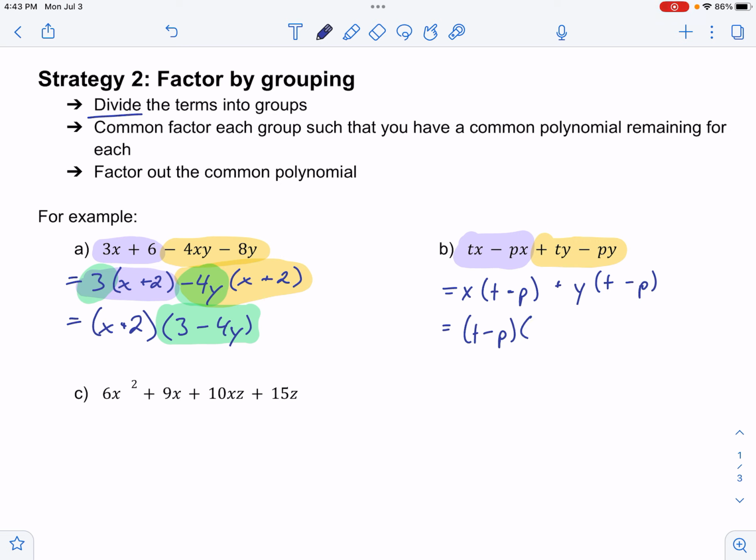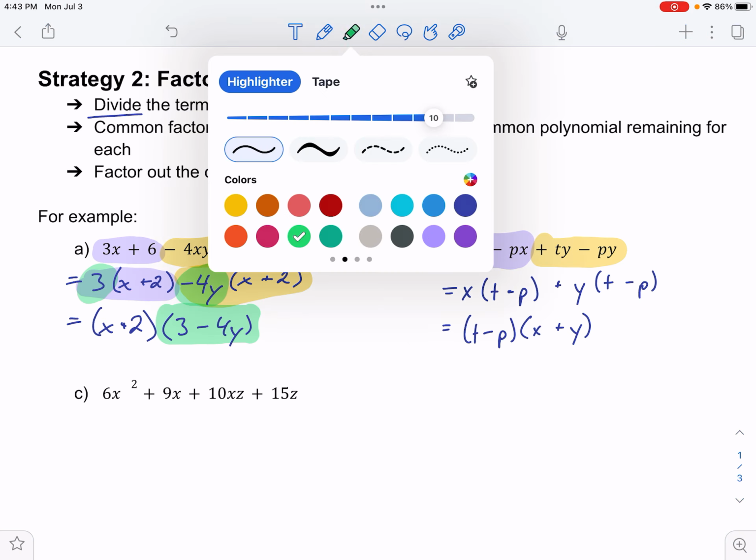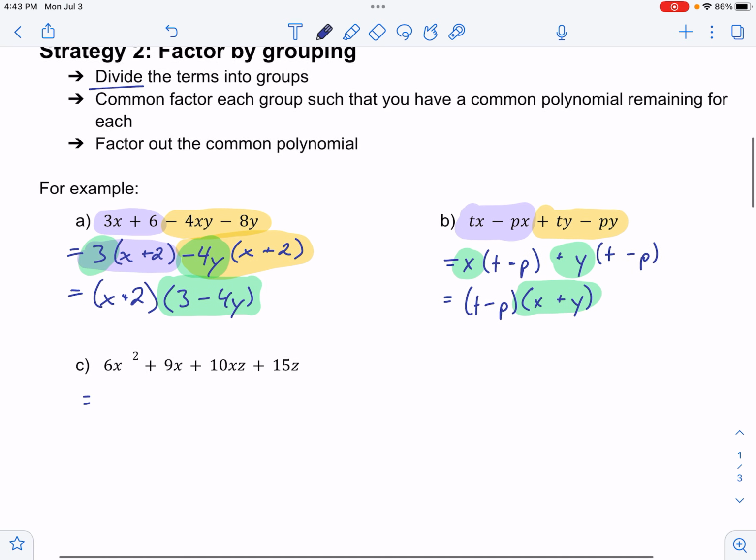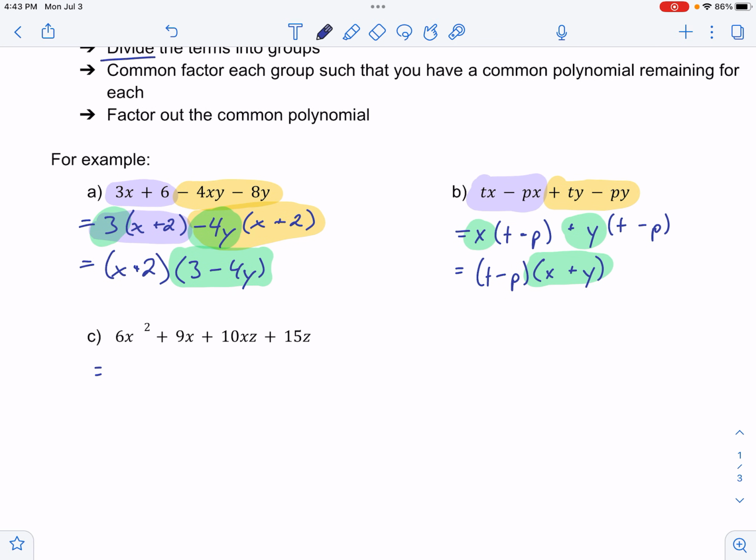And then in the second bracket is going to be everything that was in front of them. So x plus y. And we'll do one last one. This is a little bit larger, but same principle.